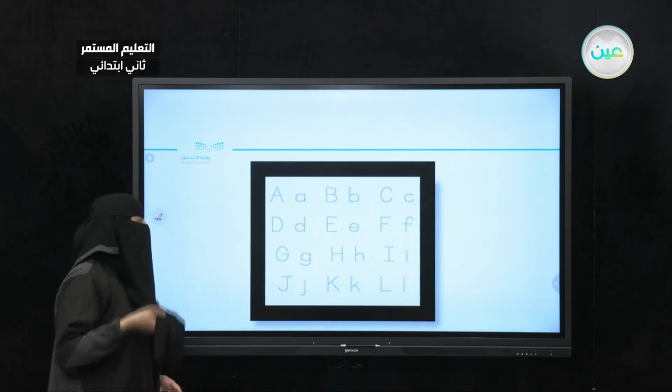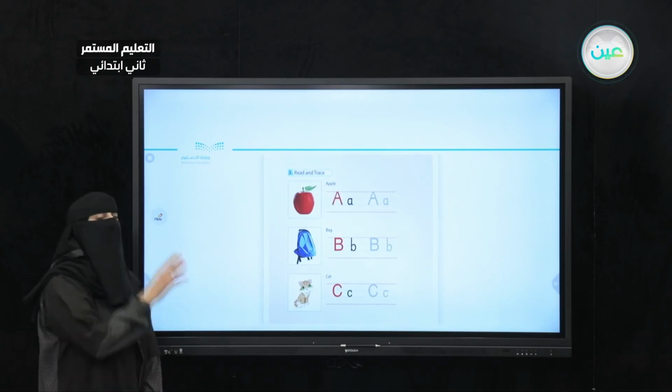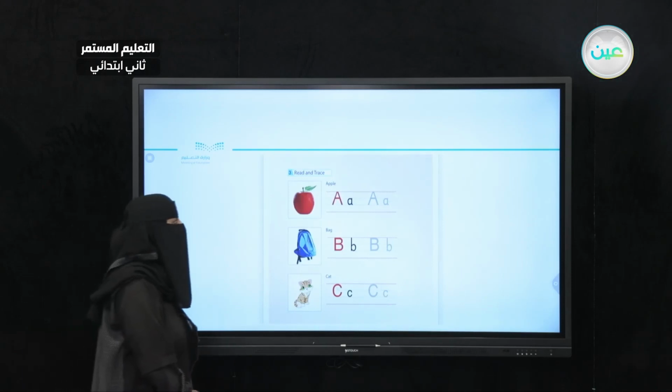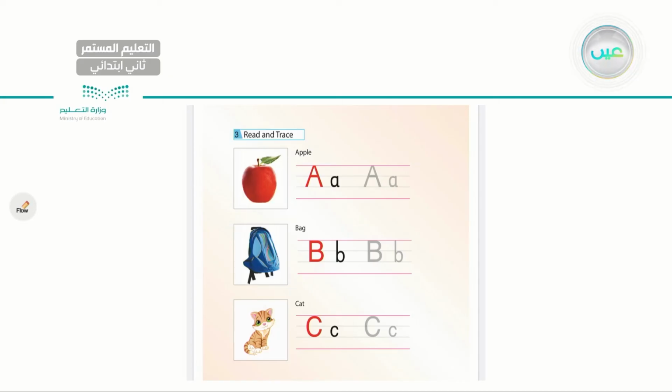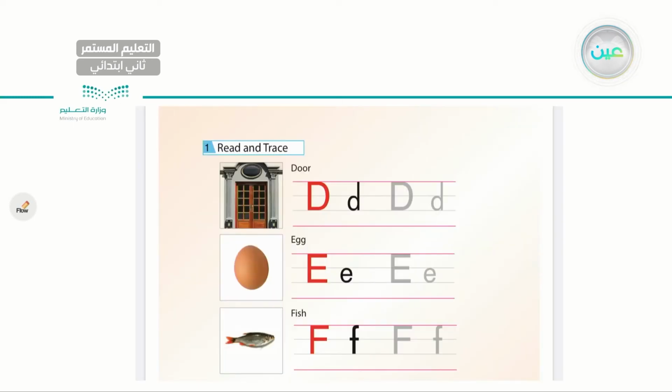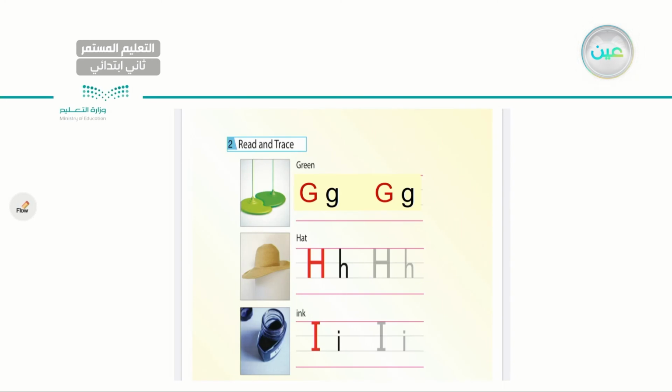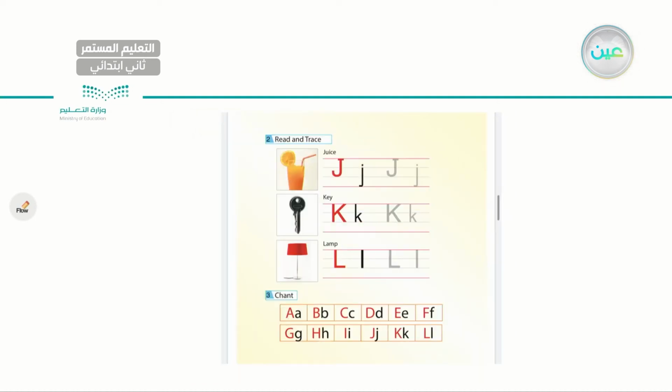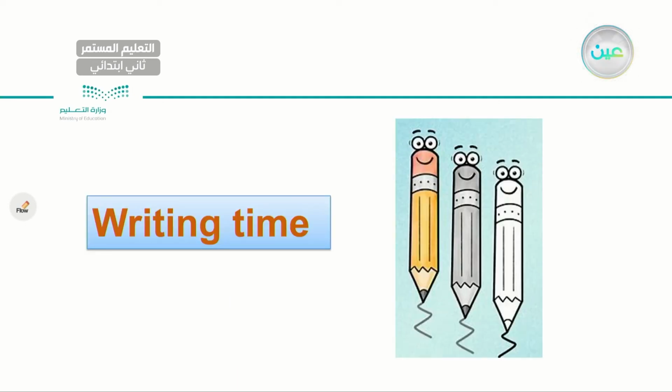So, we learned how to read them. Let's go ahead and read them. These are the letters from your book. I have A as in apple, B as in bag, C as in cat, D as in door, E as in egg, F as in fish, G as in green, H as in hat, I, ink, J, juice, K, key, L, lamb. Very good.